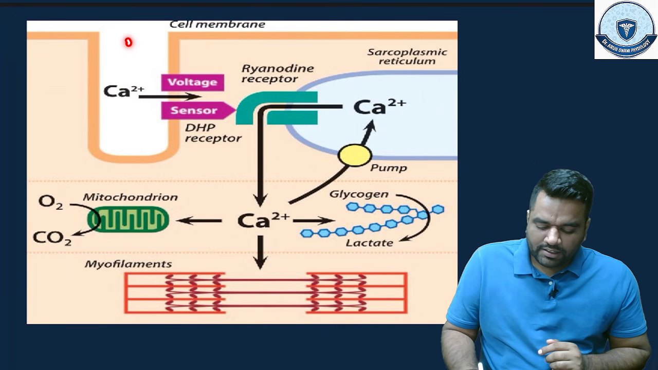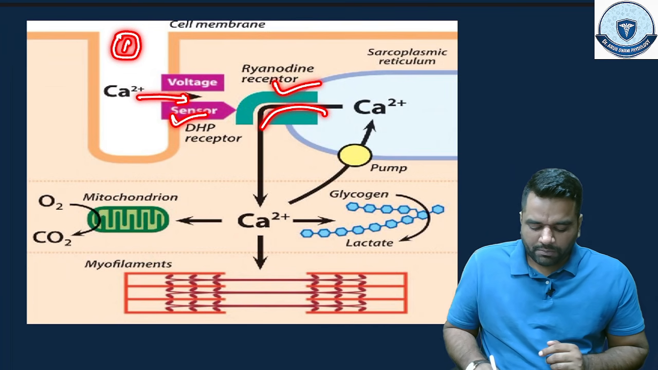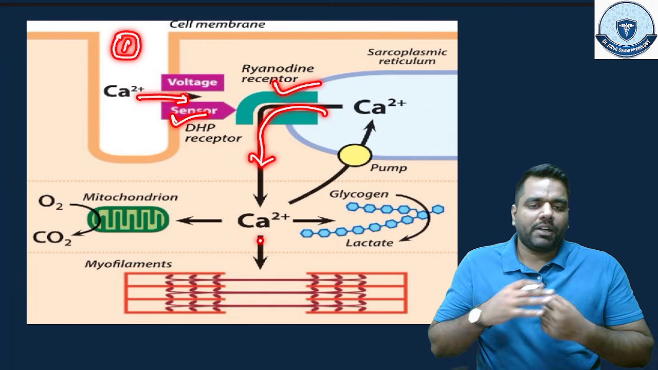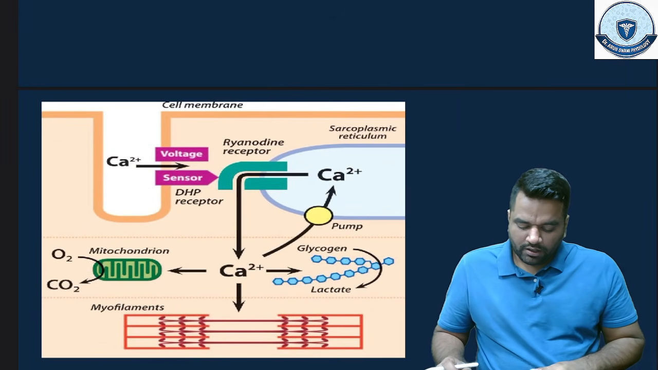So first that action potential comes, calcium gates enter, DHPR activates, ryanodine receptor opens, calcium efflux, it goes to the troponin C, it binds with troponin C, removes the tropomyosin, actin-myosin coupling. So this is the proper sequence, can be asked in your examination, right?